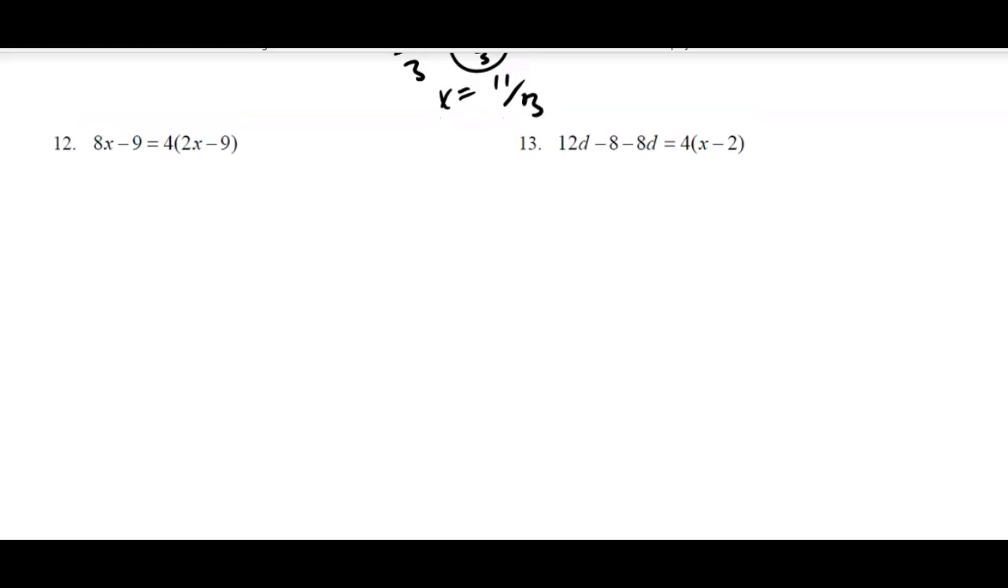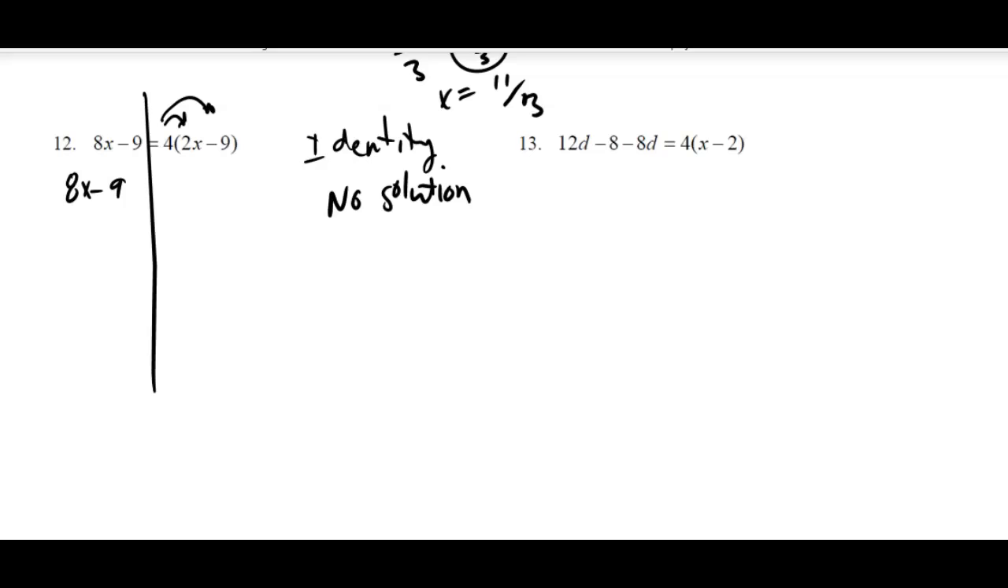Moving on. These are the identity problems. So this section is identity or no solution. This is off of today's assignment. I think these are pretty basic. This is why we save these for last. So if I do this here, I do a quick distributive property. On this side, nothing changes. 8x minus 9. Over here, though, 4 times 2x is 8x. But 4 times negative 9 is negative 36.